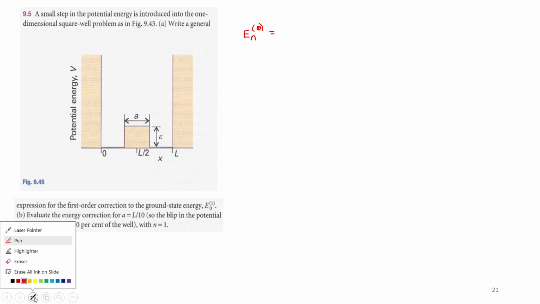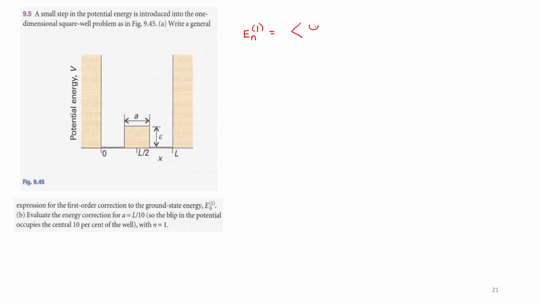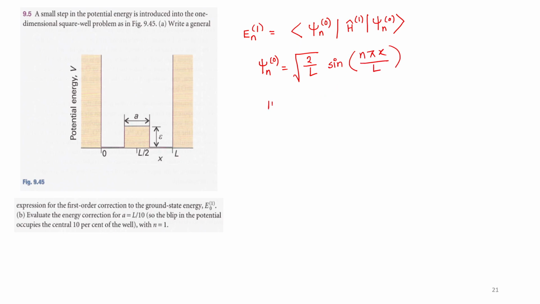Sorry, that is we know already given sin 0 perturbation. Here, perturbation, see your sin 0 is what here? Sin 0 is 2 by L sin n pi x by L. Okay, what is your perturbation area?